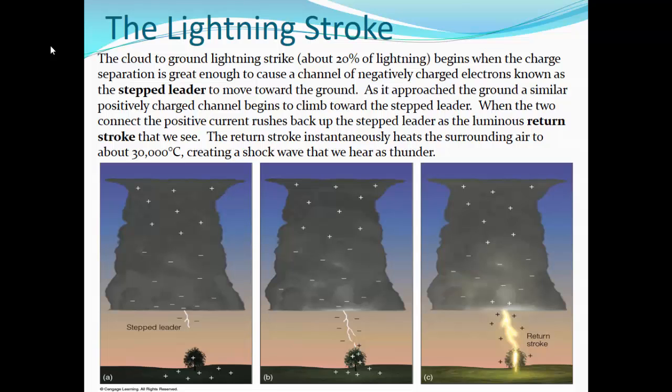So if you've ever heard lightning goes from the ground up, the positive ions go from the ground up, and that's what you see. Why you see it stretching down is kind of a trick of our eyes, but the step leader draws down, the return stroke illuminates, and it goes up. And the return stroke instantaneously heats the surrounding air to 30,000 degrees Celsius, about 54,000 degrees Fahrenheit, and that creates the shock wave that we hear as thunder.